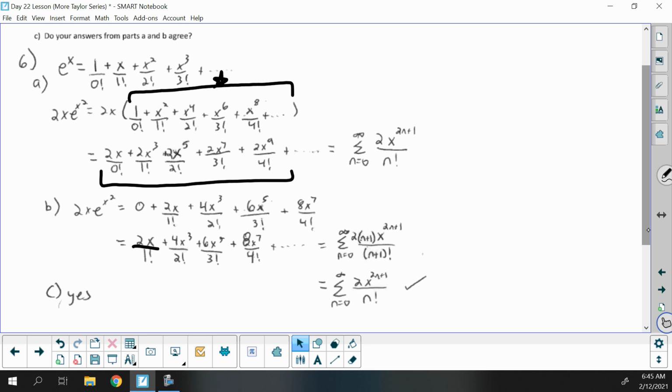And then our powers, we have the 2n plus 1 again. We had the same powers as before. Now, are those the same? Well, notice if you divide an n plus 1 out of both the top and the bottom, you end up with just an n factorial on the bottom, so yes, they do end up as the same.